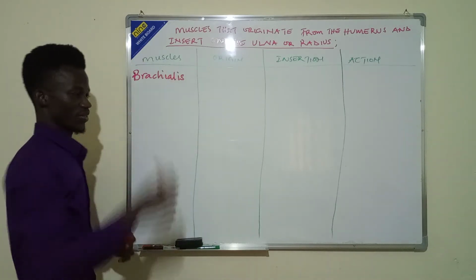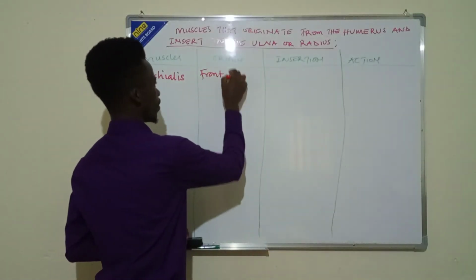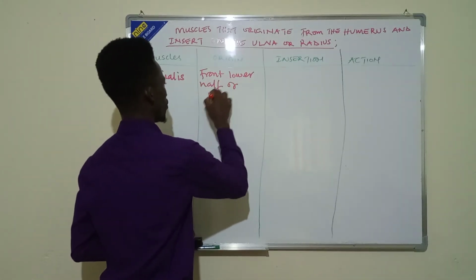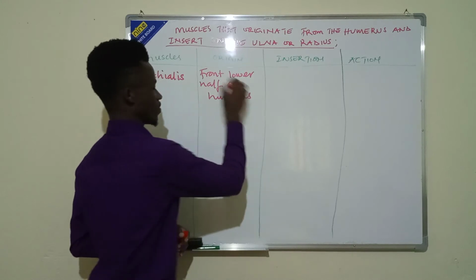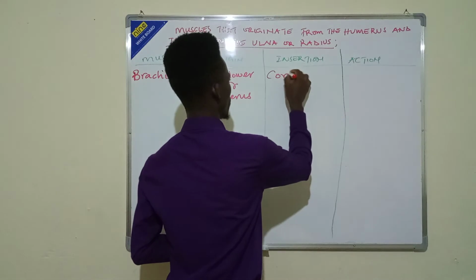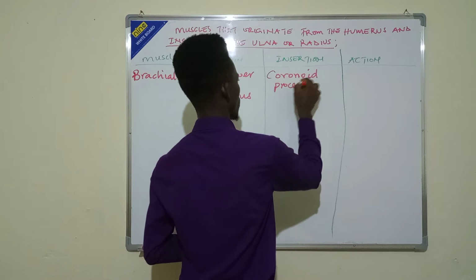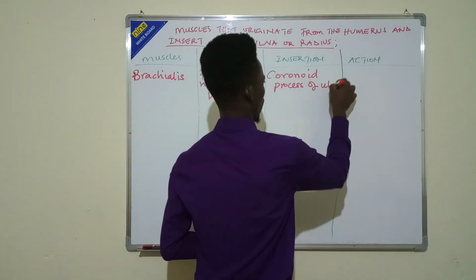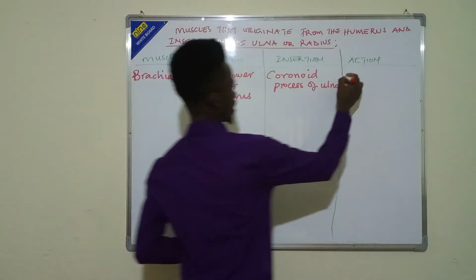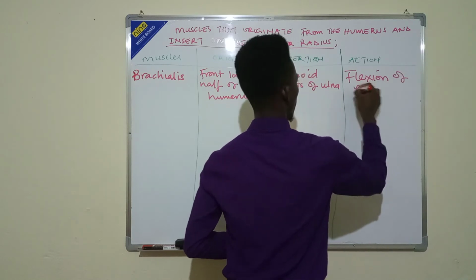So this is brachialis. Where does brachialis originate? It originates from the front lower aspect, or front lower half of the humerus. When it originates from there, it makes its insertion onto what we call the coronoid process of the ulna. Now what's the function of this? It's a very important muscle in what we call flexion of the elbow. So it helps in flexion of the elbow.